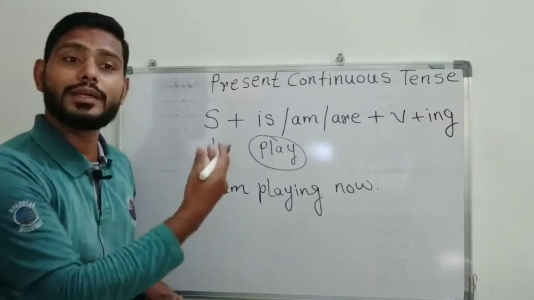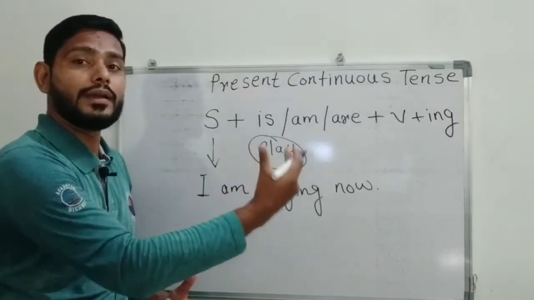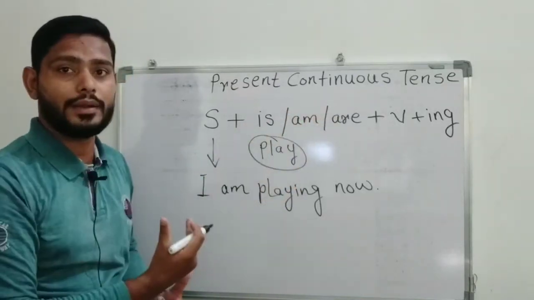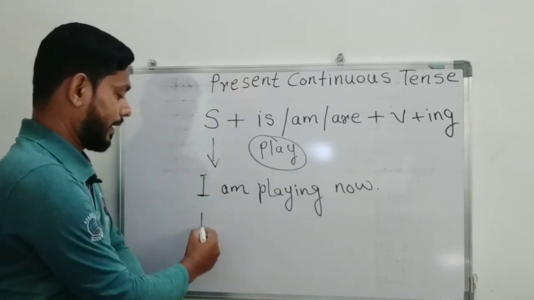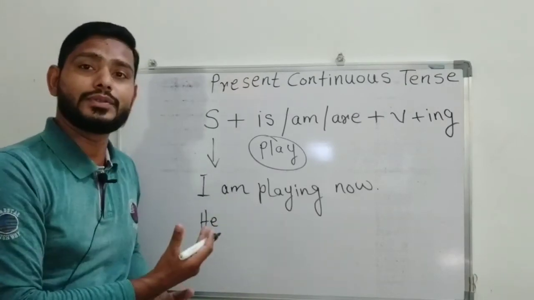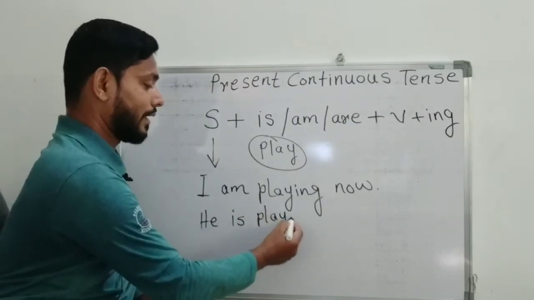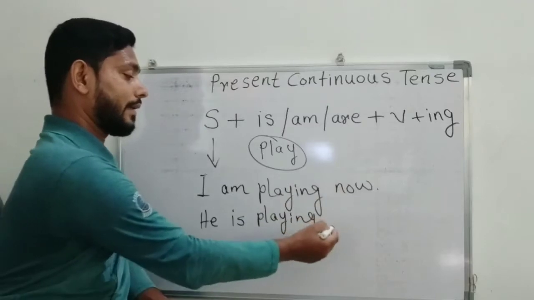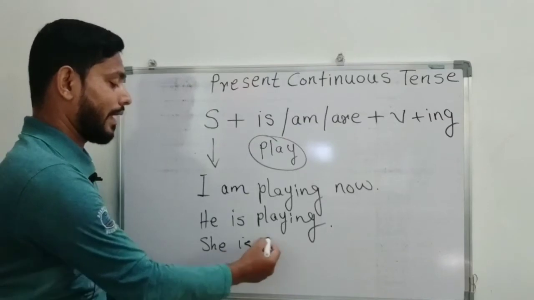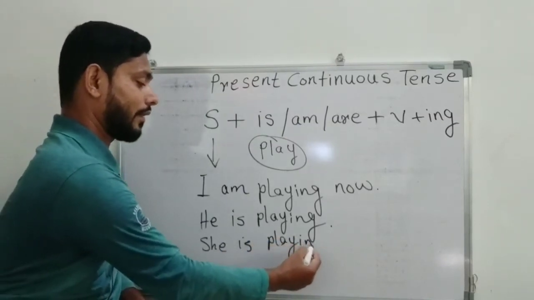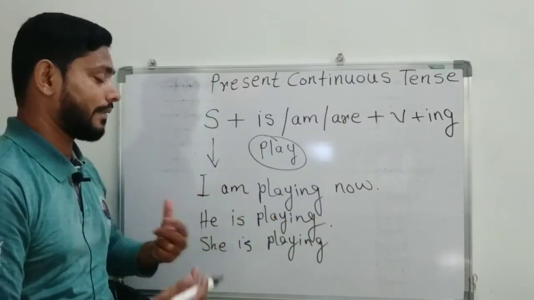Let's see all the conjugations with the verb play, how each subject agrees with is, am or are. This concept will be very easy for you to understand. Let's take he. What may be the verb to use with he? Yes, he is playing. This is the correct form. And what may be the verb with she? She is playing. So this is very easy for making sentences in present continuous. I am playing, he is playing, she is playing.